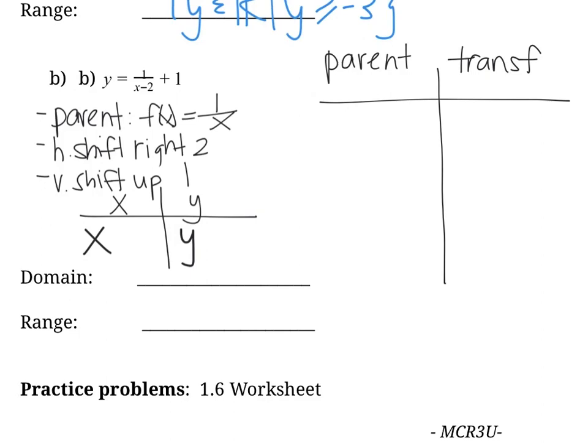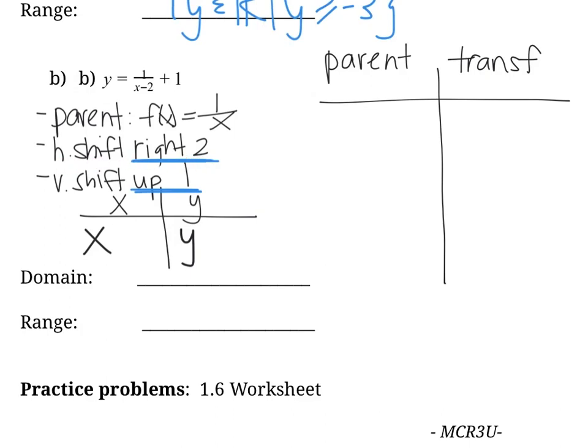We know that there should be a horizontal shift right 2, because our d value is positive 2, and a vertical shift up 1, and that's because our c value is positive 1. So now let's go ahead and make our sort of key. What are we going to do to the x coordinates, and what are we going to do to the y coordinates? So let's take a look at this.